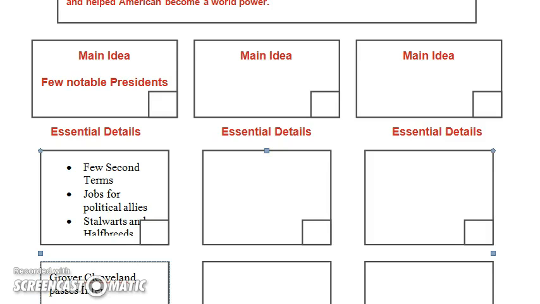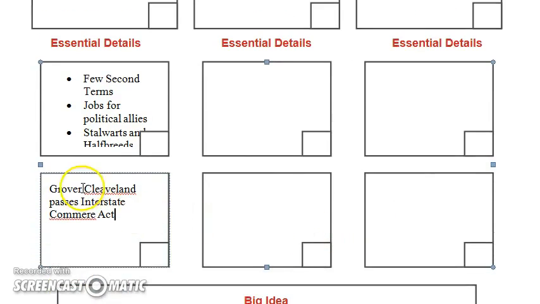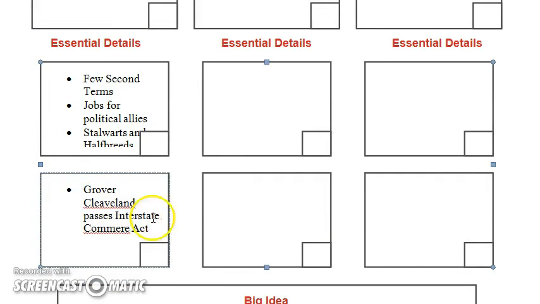The Interstate Commerce Act. Let's work down a little bit more. So separate these. I don't really like the way this is laid out. Let's try that.